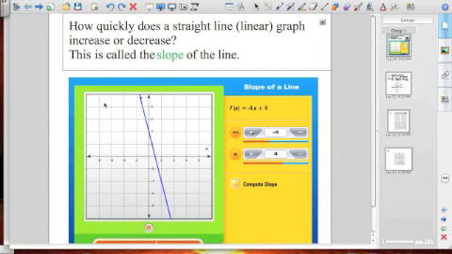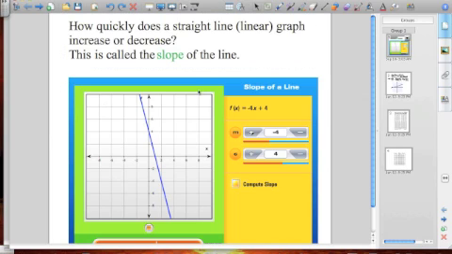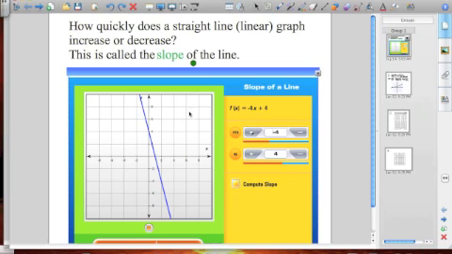Welcome to the short video on slope of a line. The slope of the line is also the same name as the rate of change. Okay, it's the angle of the line. What is it? What angle is it? Is it horizontal? Is it angling this way or the other way?